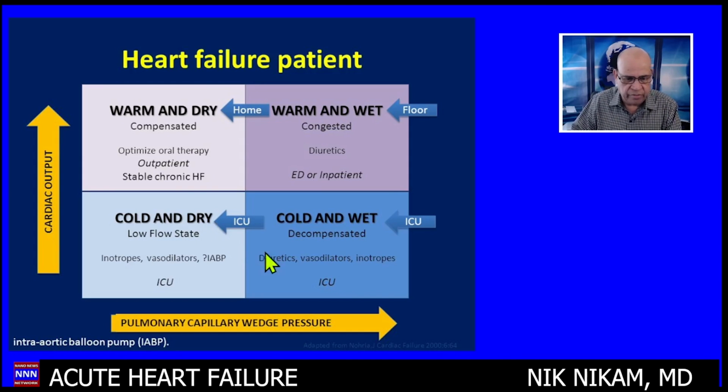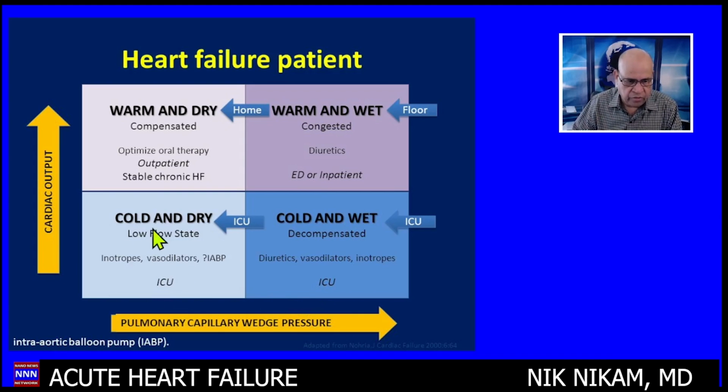Once we have decided what is going on, this person can go home. This person can go to a telemetry unit. The person who is cold and dry, with a low cardiac flow state, may need inotropes and other supportive measures, volume, and they need to go to the ICU. Same thing with patients who are cold and wet, because they have compromised left ventricular function in addition to either volume depletion or volume overload, depending upon what their situation is.